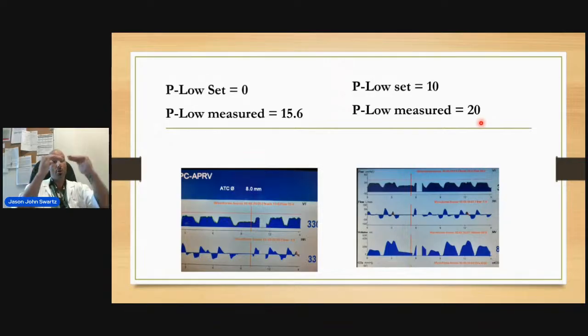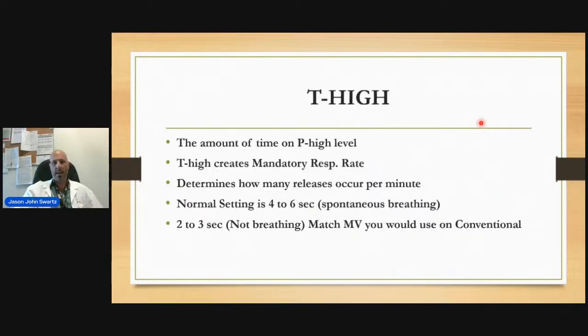And that means it's shortening your P high to P low gradient. That shortens the flow gradient, the pressure gradient, which shortens the amount of expiratory flow, and that shortens your release volumes. You're going to have trouble with your blood gases. Your T high is the amount of time on your pressure high level.